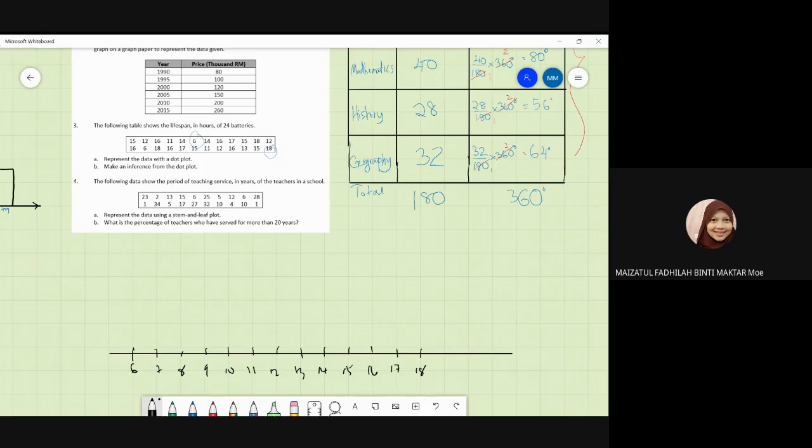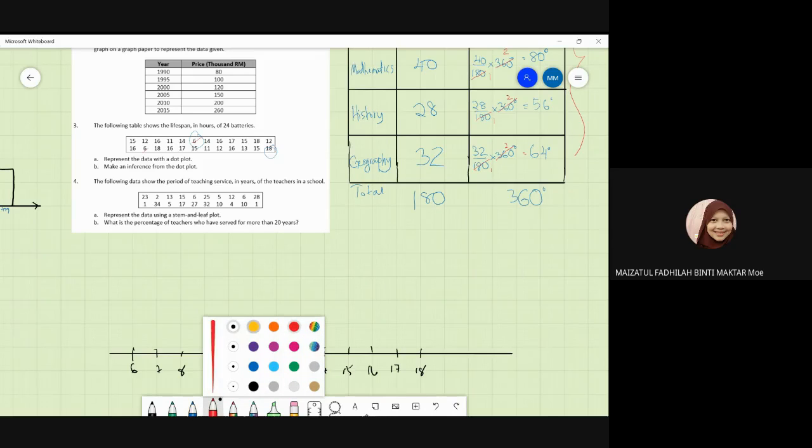After that, please check one by one on the data, and for each data, you must plot one dot. Each item you must put on the number line. For example, is there a number 6 in this table here? So you just count how many 6. 1, 2. Yeah, only 2. So you just put 2 dots here, 1, 2 like this.